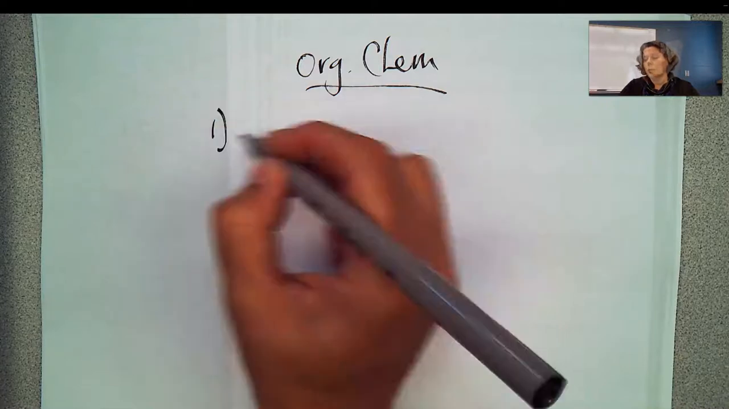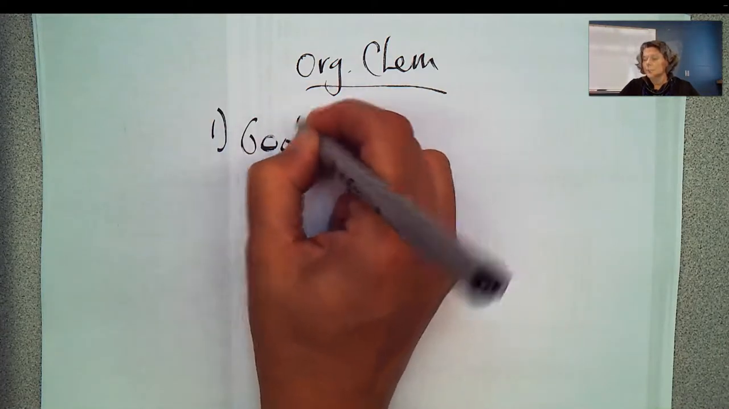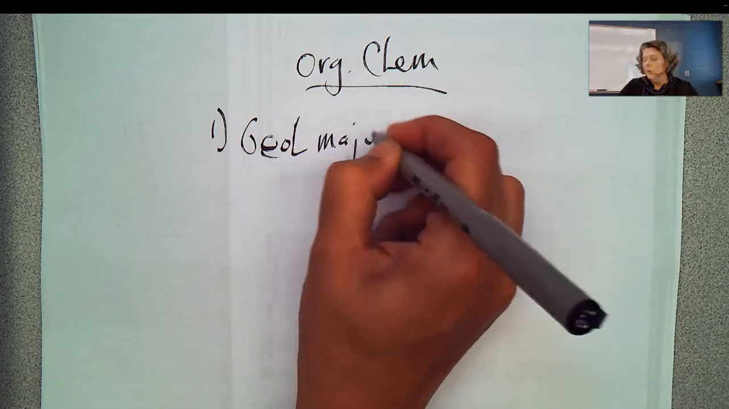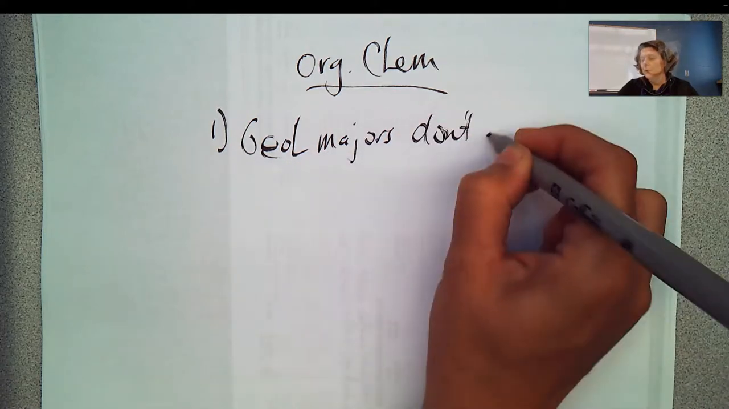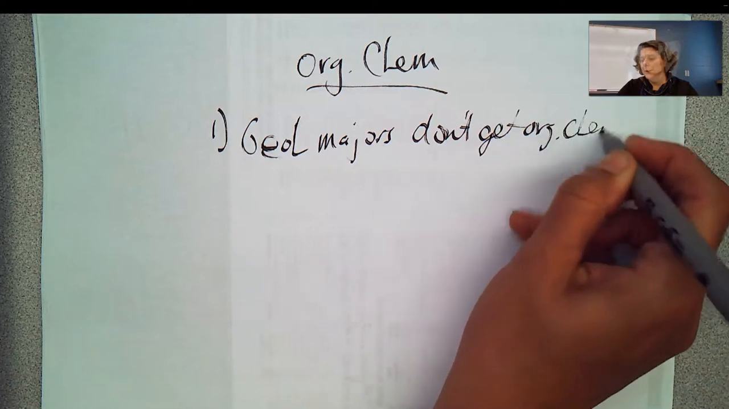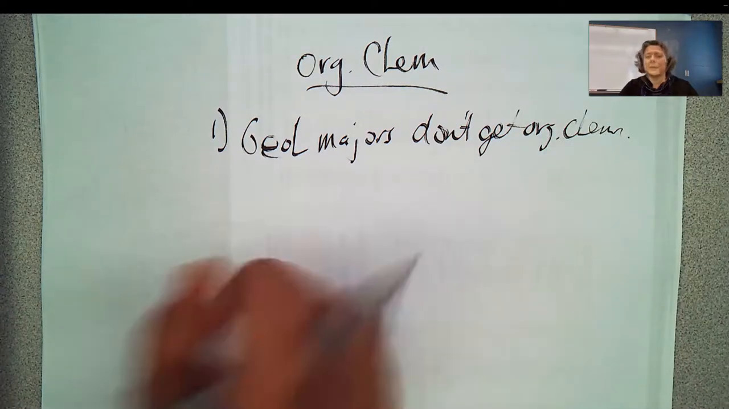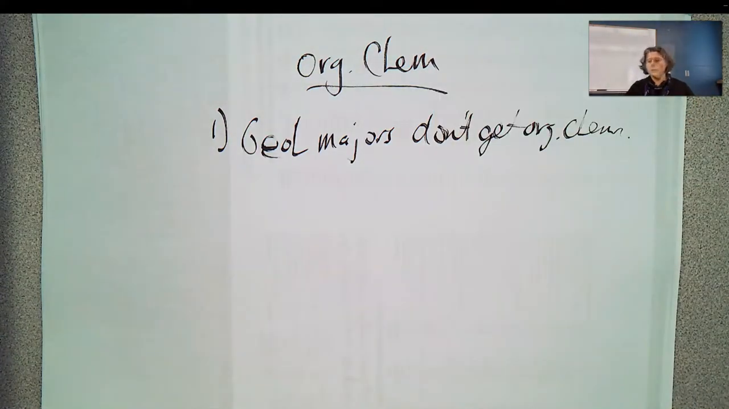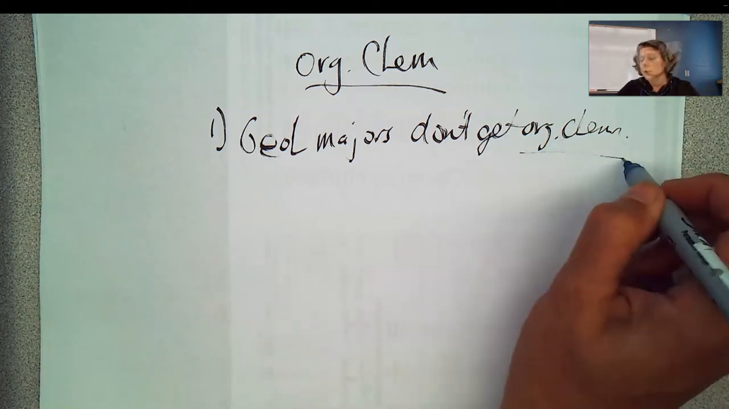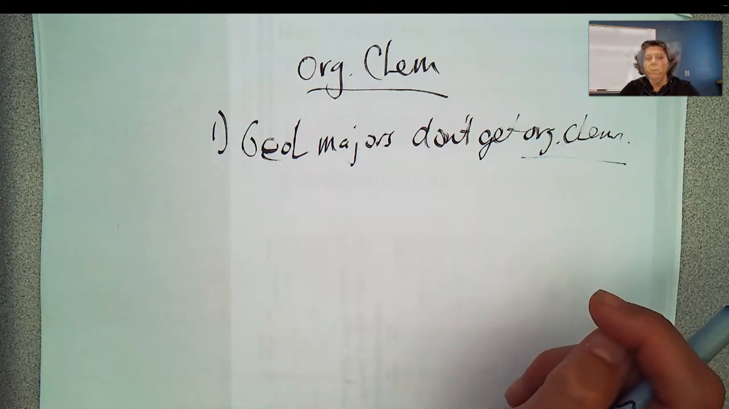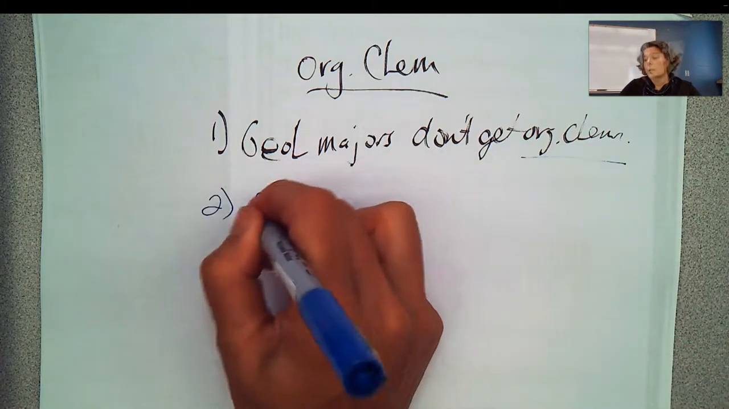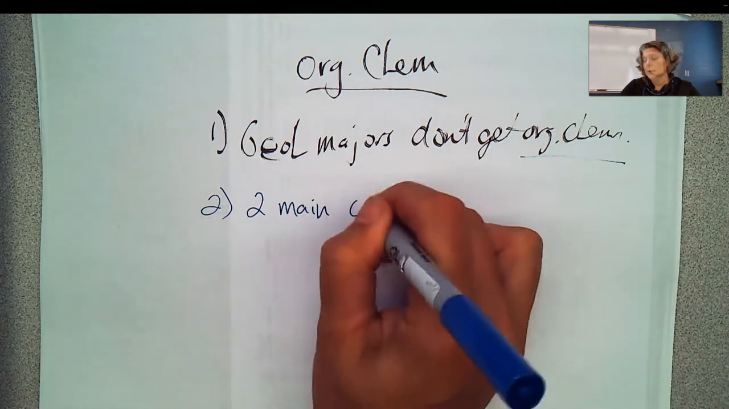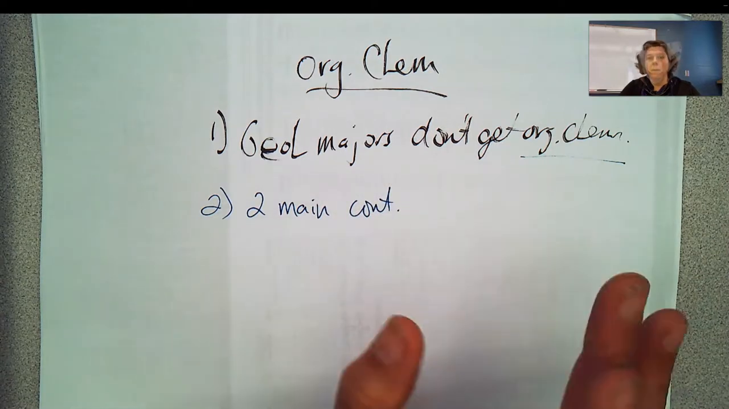Well, there's a couple reasons. One, geology majors don't get chem, don't get an organic chem class. So that's one of the downsides, I think, of the way we teach geology, is that you never get organic chemistry. You get one semester or one year of chemistry, and you really do need a basic organic chem class in order to be able to understand the two main contaminants that we're going to be talking about.